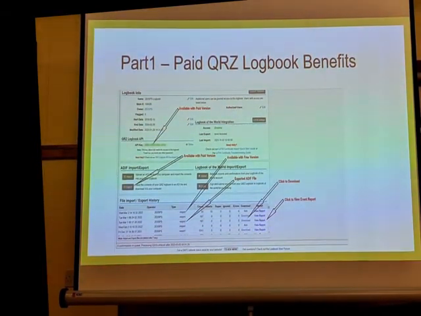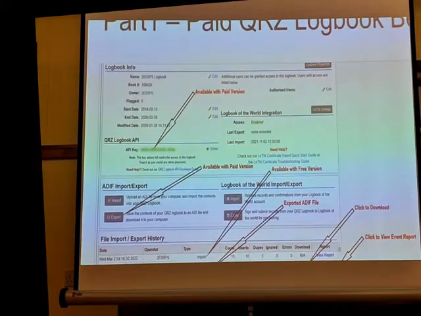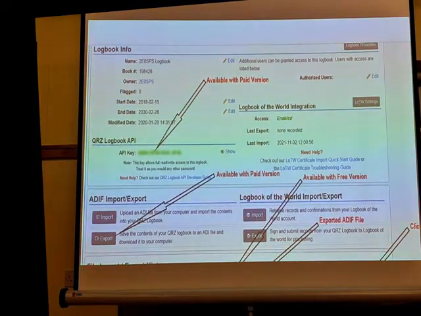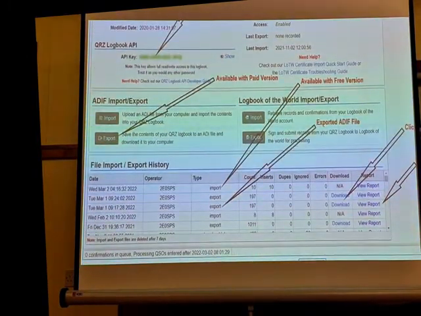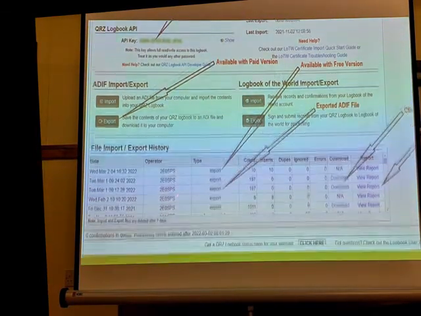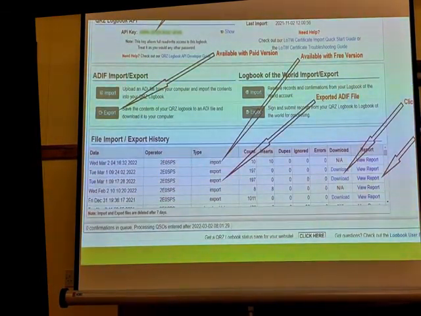Right, so these are some of the benefits. As you can see there, this is available with a paid version. And there's my API key. You can also export the files by clicking the export. What's available with the free version is that you can actually import a file. And there's one I've imported there. So that shows you that's an exported file.